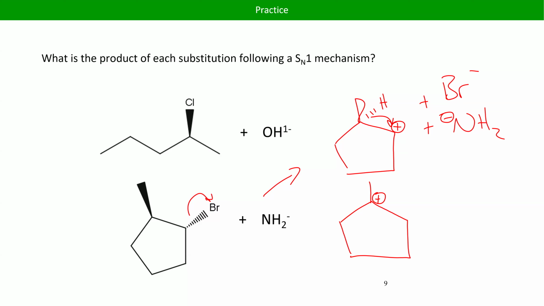Because we still have both of our ions still floating around, right? So then the nitrogen comes in. And now that carbon comes back out towards us. Or is it both?